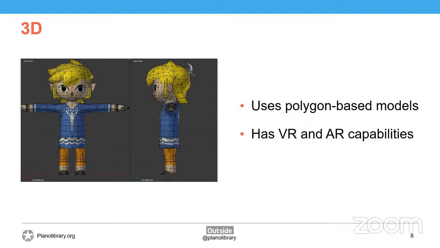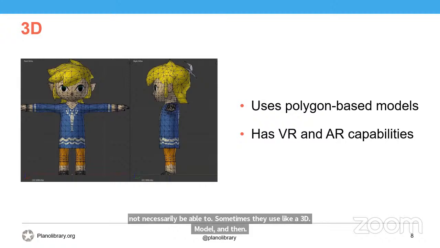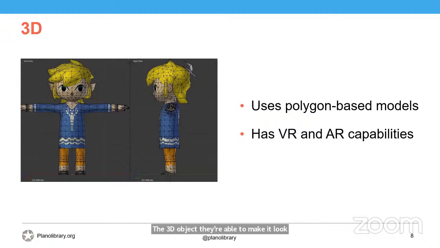Some games use a combination of 2D and 3D to achieve specific graphical effects or to make in-game animation or processing easier, because 3D animations can be done, but 2D may not necessarily be able to. Sometimes they use a 3D model, and then by animating the 3D object, they're able to make it look like 2D animation has happened.